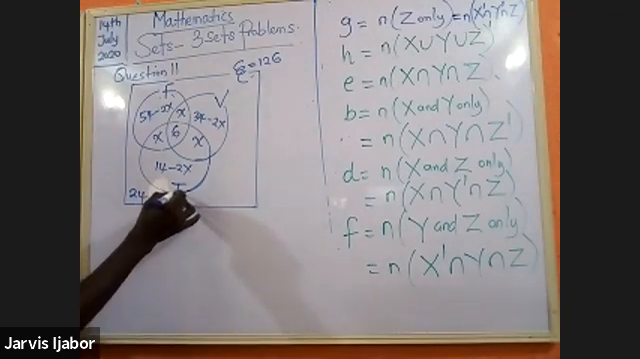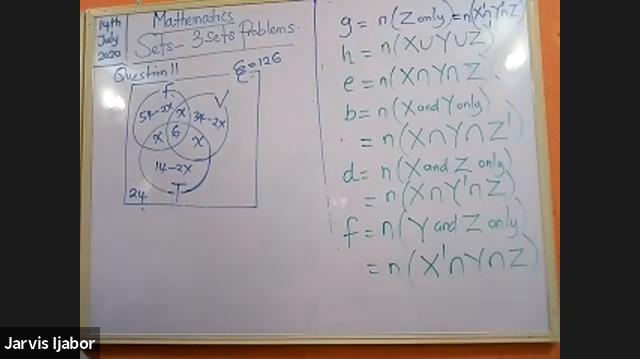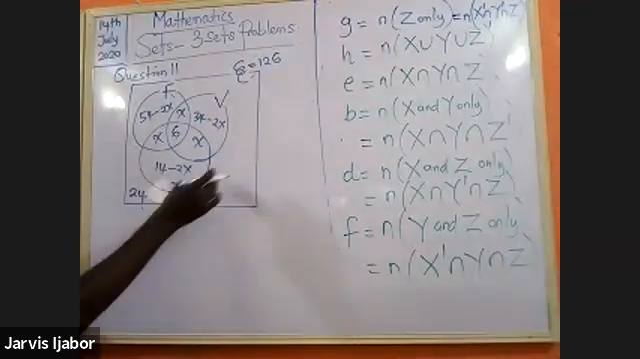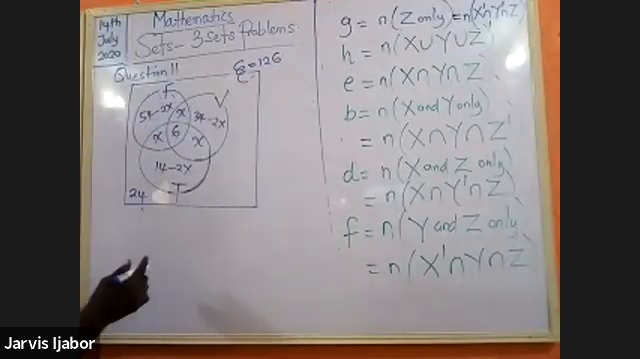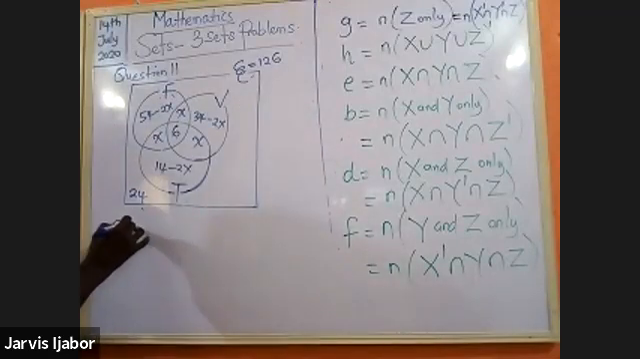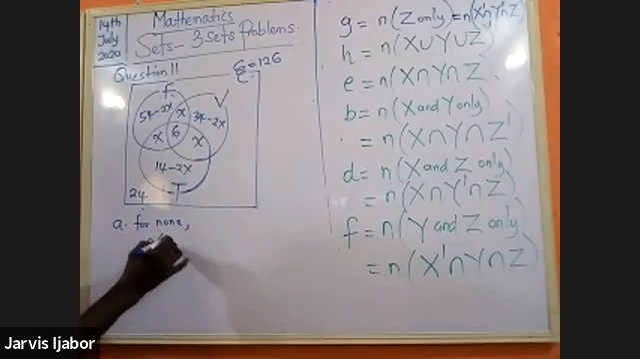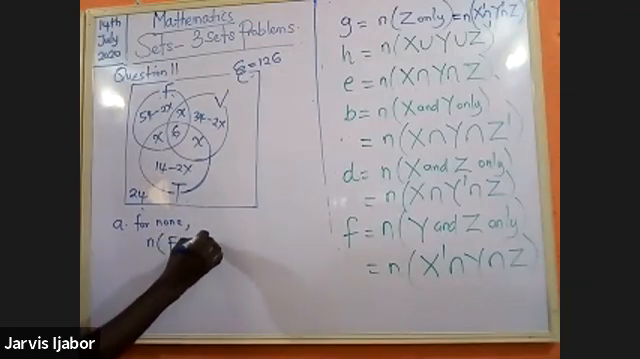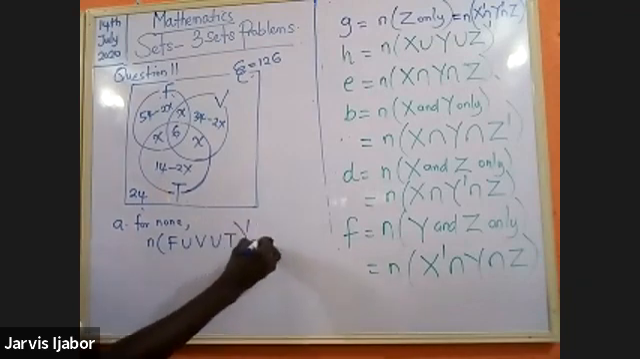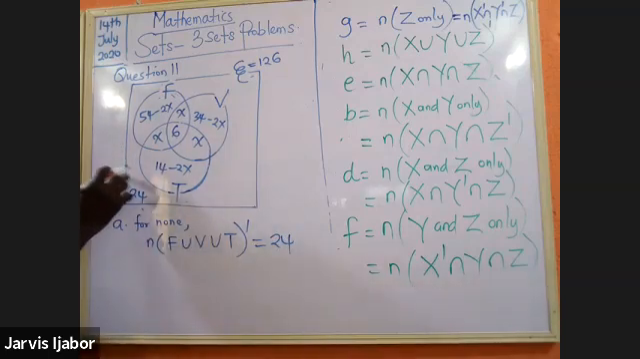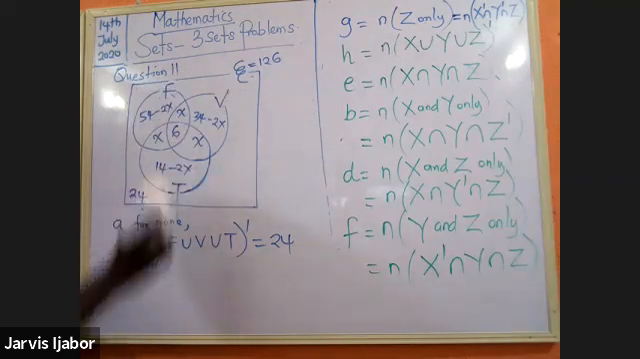Remember I told you that none represents, look at this. Okay, have I cleaned it out? I think I've done that. This is a region where that represents none. So for none, that's A, it will be the number of F union V union T all prime. The union of all of these all prime, and in this case it will be 24. So this is the one representing the number of students that have not played either football, volleyball, or tennis.